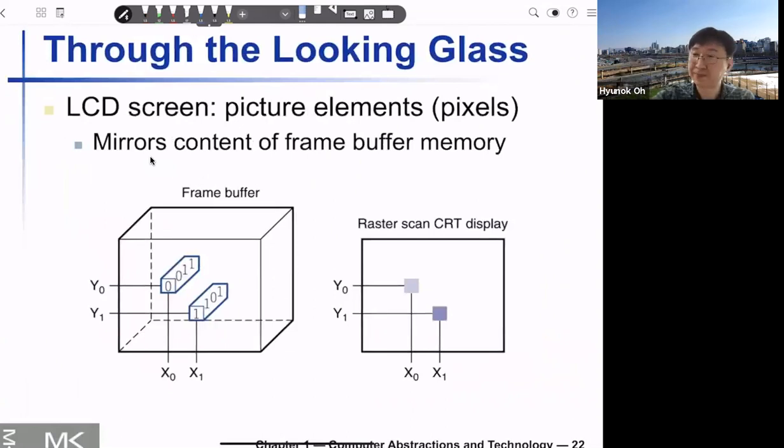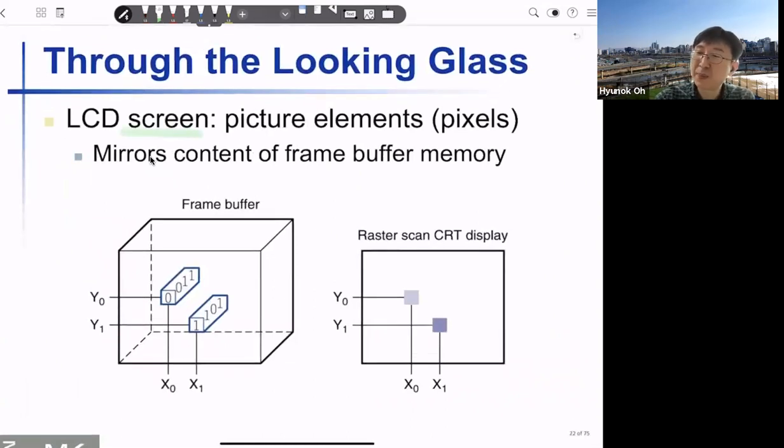And the screen part. Do you know what a CRT display is? Brown tube, the old TV, right? I think LCD appeared 20 years ago, so maybe you don't have any chance to look at a CRT. Maybe you can find a CRT in the museum.